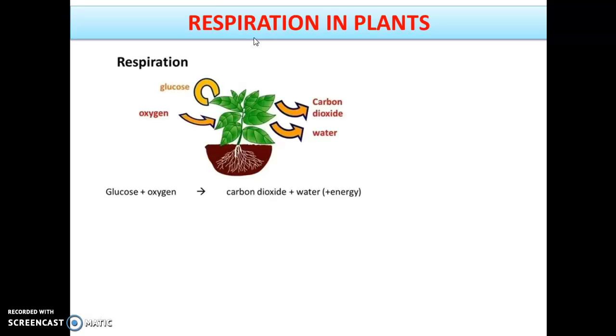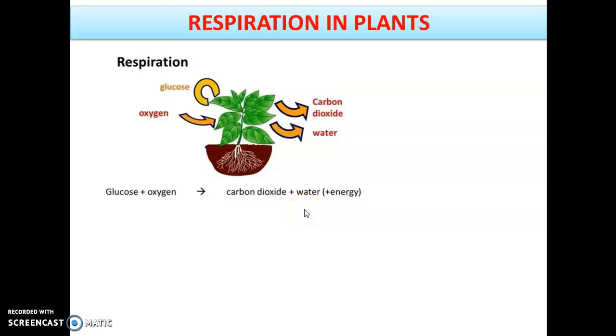So in respiration in plants, the plant also does respiration by taking in oxygen and releasing out the carbon dioxide. The plant uses this oxygen for breaking down the glucose, and this glucose was the result of photosynthesis, and this glucose will break down in the presence of oxygen to release the energy.